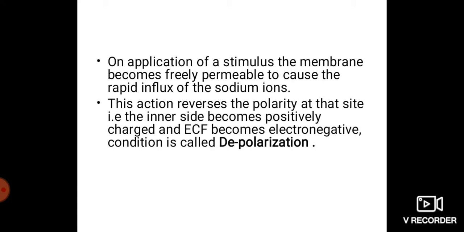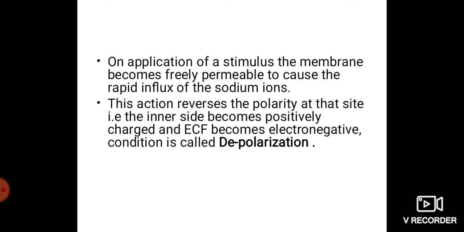This action reverses the polarity at the site, that is, the inner side becomes positively charged and the ECF, extracellular fluid, becomes electronegative. This condition is called depolarization. Earlier, the nerve cell is said to be polarized when the ECF is positively charged and inside the axon it is negatively charged. Now it is called depolarized. What is the meaning of that? Depolarized means outside it is negatively charged and inside the axon it is positively charged.